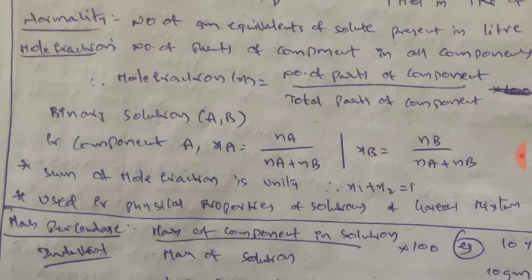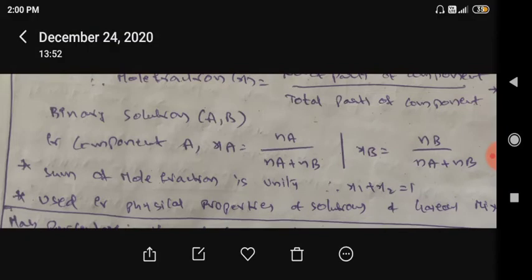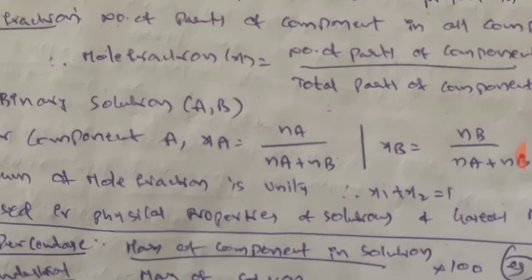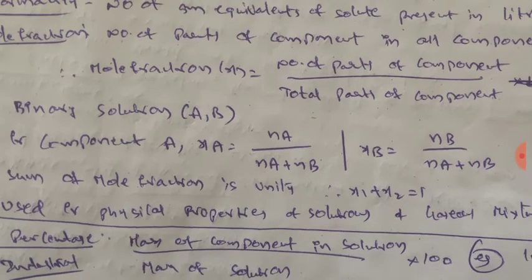So when we express the mole fraction of component A, what is the formula? XA equal to Na by Na plus Nb. In this expression, Na is nothing but the number of parts of component A, divided by Na plus Nb, which is the total components because it is a binary solution.